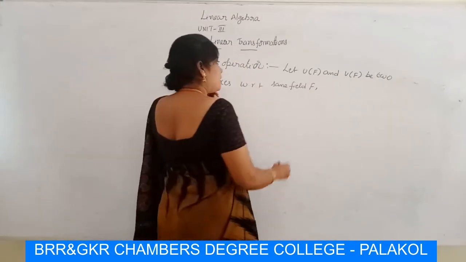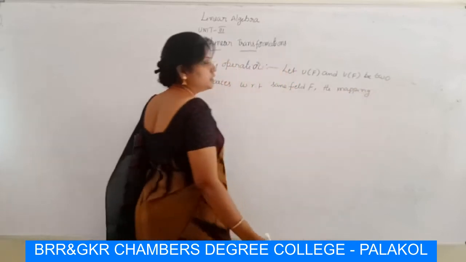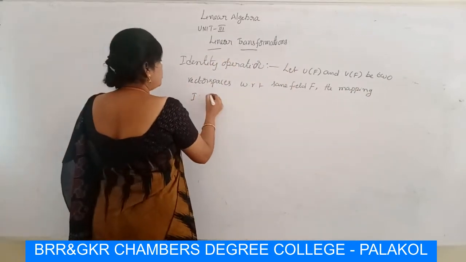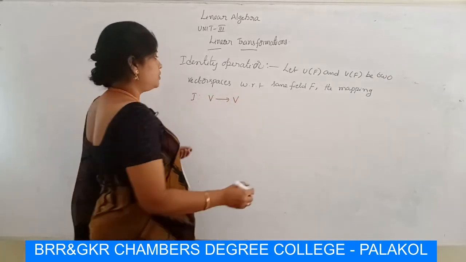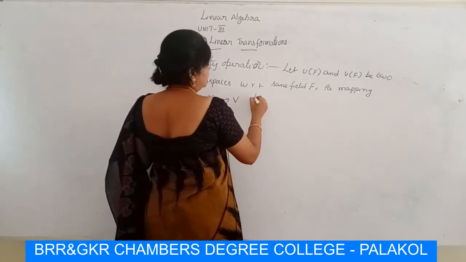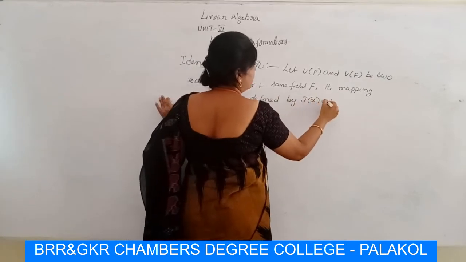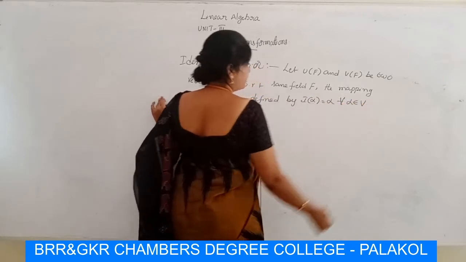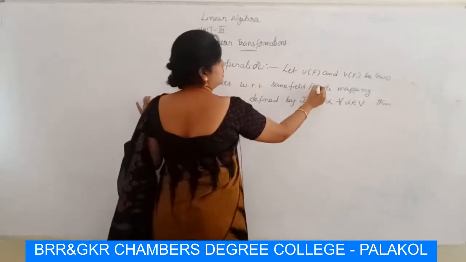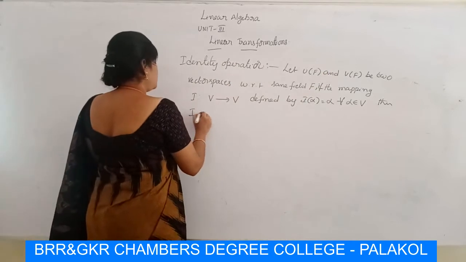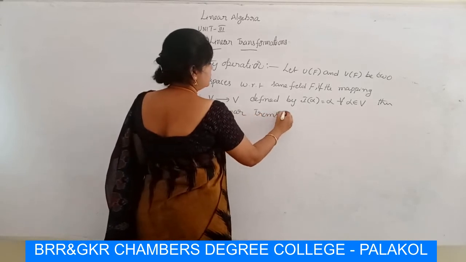The mapping I, defined from V to V by I of alpha is equal to alpha for all alpha belongs to V. Then I is a linear transformation.